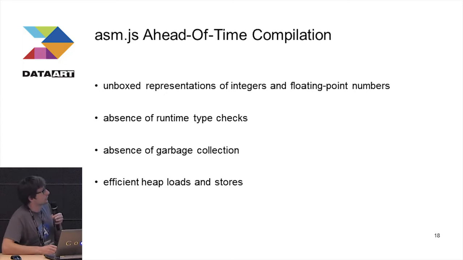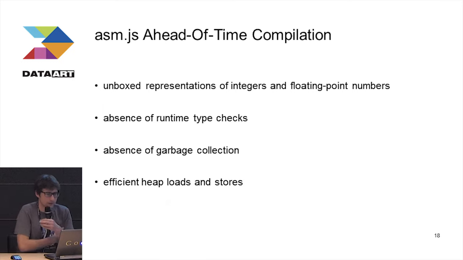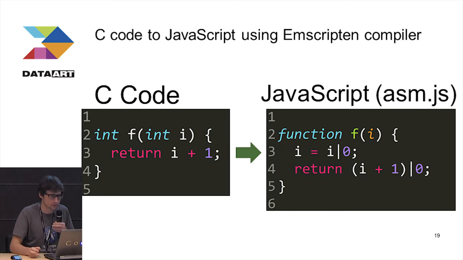What it does is unbox the representation of integers and floating point numbers, it doesn't have runtime type checks or garbage management, and it also has a very efficient heap to store in-memory variables. Let's take a look at how it looks and compare the C code and the JavaScript code that gets compiled using Emscripten. In C code, you can see just a regular function that takes an integer argument, increments it and returns it. In JavaScript, it looks pretty much the same, just a function.